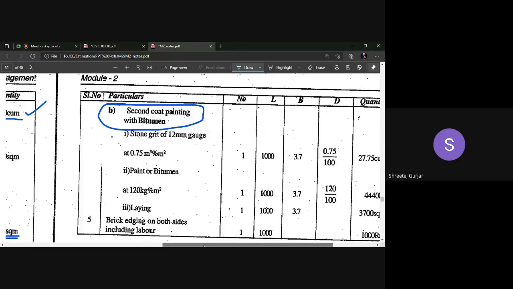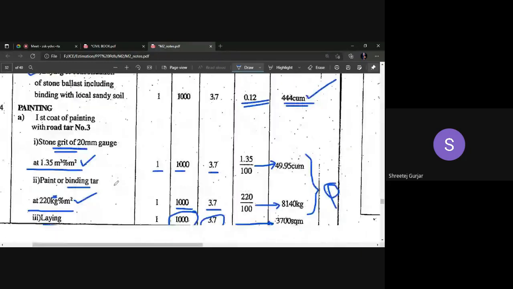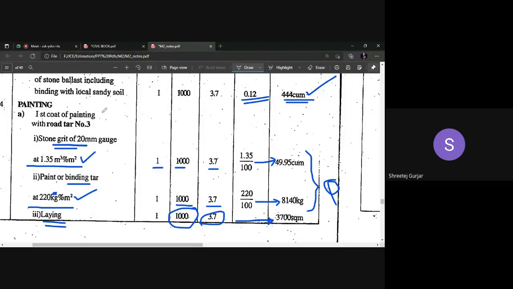Why have we not multiplied this by 2? Because the material is same, right? If you just multiply this by 2, because we are applying it two coats, right? Why have we not multiplied 2 for each of this? Because this quantity is different for our second coat. Laying quantity is same, but this quantity calculation is not the same for our second layer.